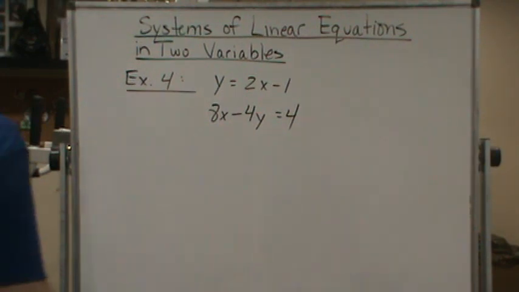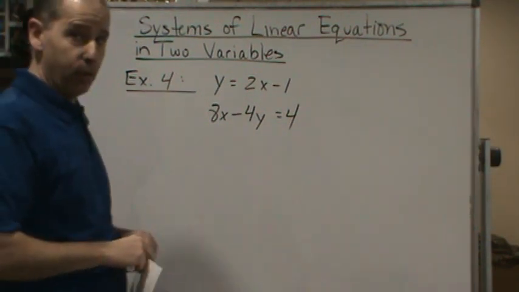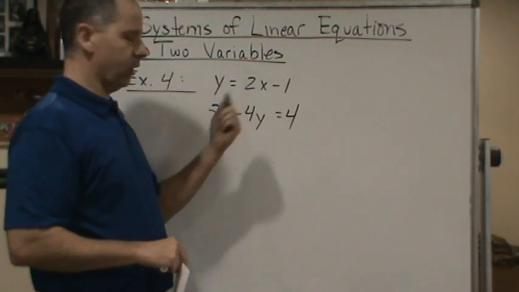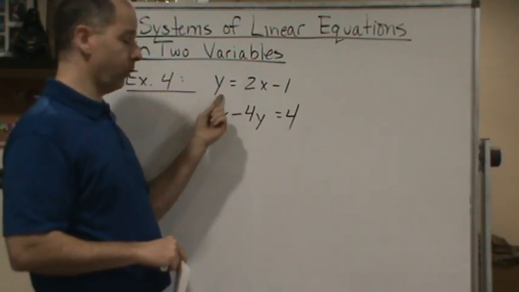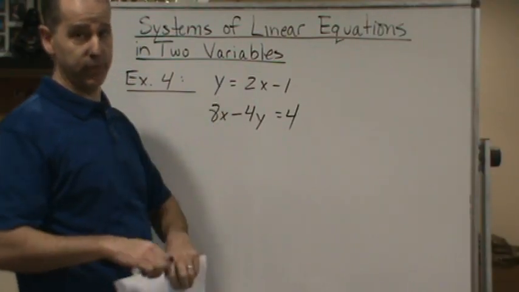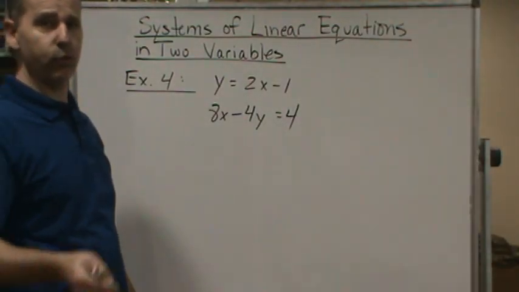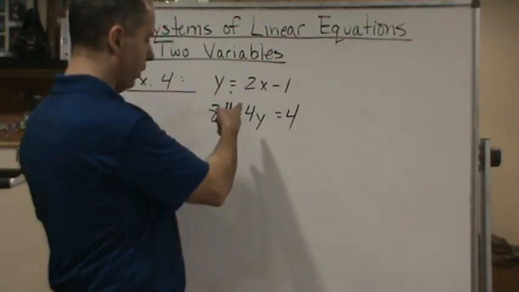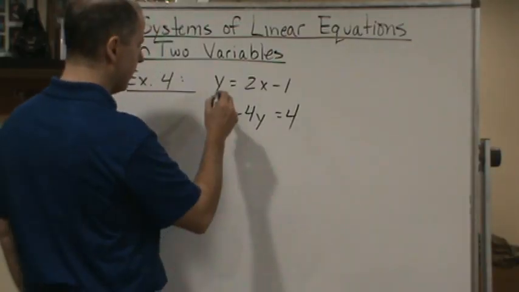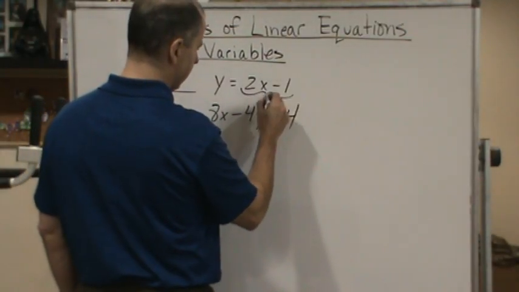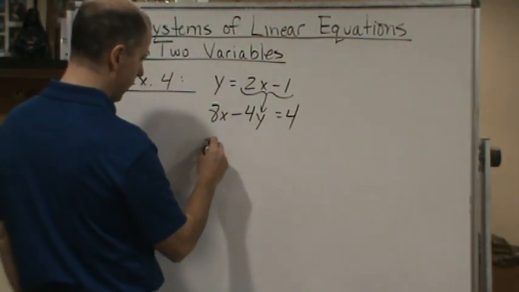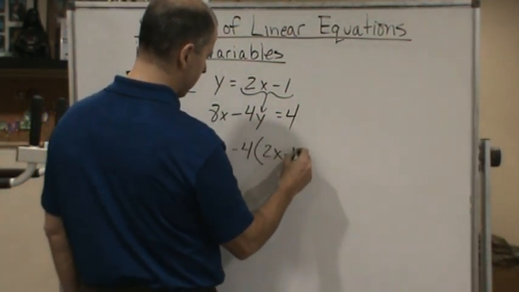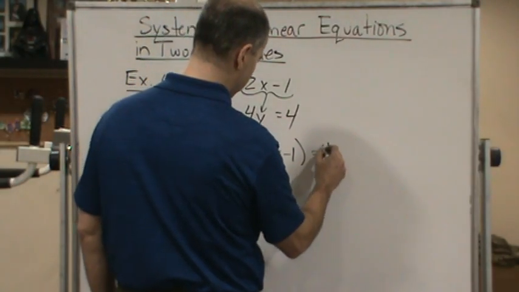All right, now let's do this example here. In this example, they already have one of the equations solved for one of the variables. So I would use the substitution method in this case. Why do the extra step of getting it into the right form to use the addition method when you can go right to the substitution method? I can take this and plug it in for y and just write this as 8x minus 4 times the quantity 2x minus 1 is equal to 4.